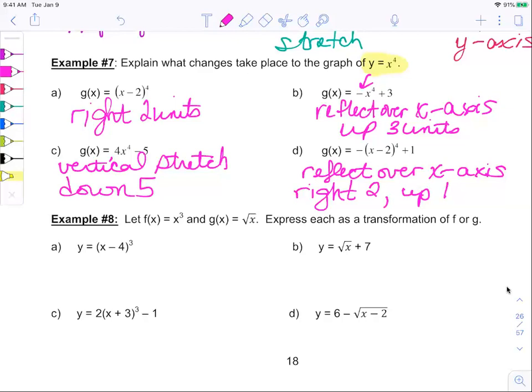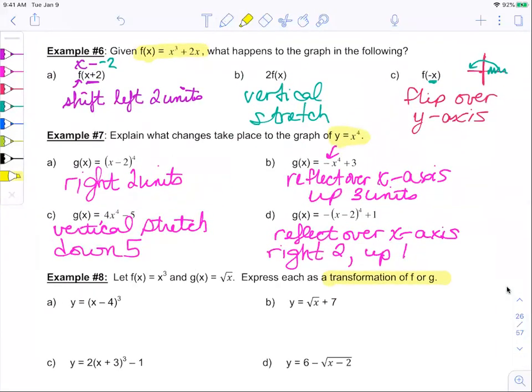Good. All right, so the last group of examples, this is a little weird. It says let f of x equal x cubed. So our f function is x cubed. The g function is the square root of x. It wants us to express each as a transformation of f or g. So essentially, it wants us to take the equation form, which is what we had in example 7, and change it to function form, which is in example 6.